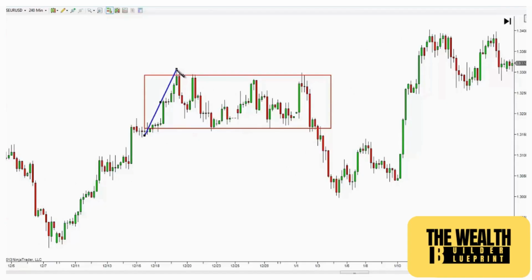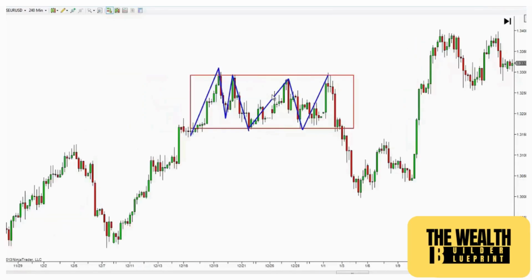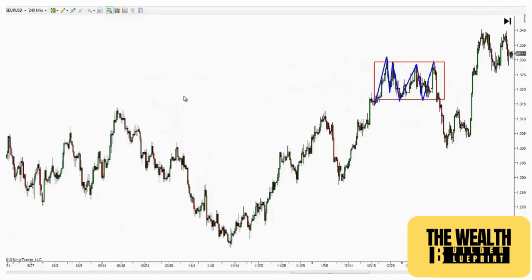We have our initial structure high here, then we have an outside return. Then we push up to try and make a new structure high, but we never get that higher high, higher close. So this level holds. And then we come back down and we get a new structure low. Then we follow that up just with sideways movements. And you'll see this happen when the trend runs out of steam.